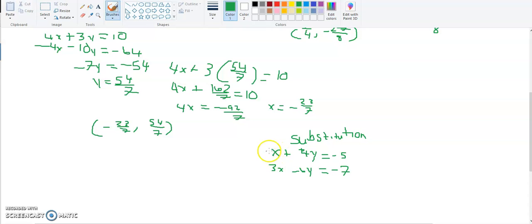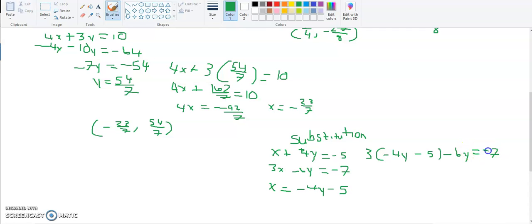This x here doesn't have any coefficient, which makes it an easy candidate for substitution because I can easily get x in terms of y without any messy fractions. So I can say that x is equal to minus 4y minus 5. I can now substitute this into this other equation here. So now I have 3 times the quantity -4y minus 5 minus 6y is equal to -7.